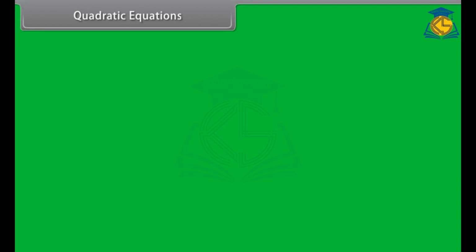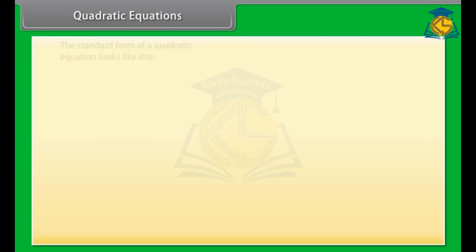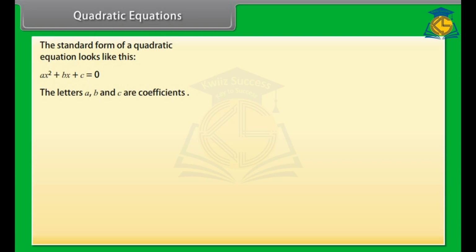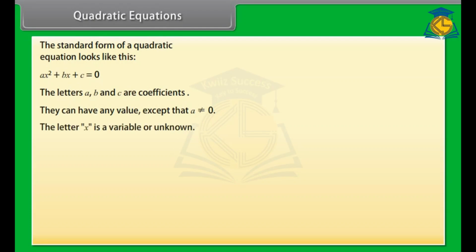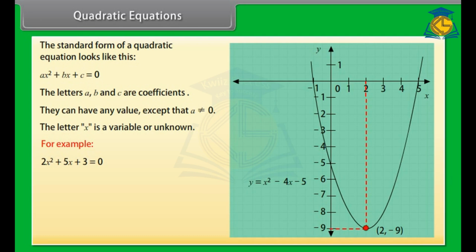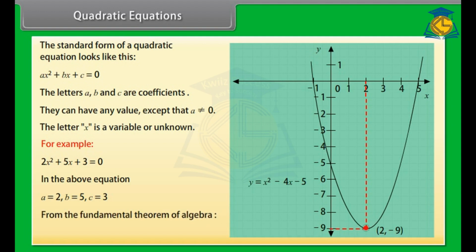Quadratic equations. What are the quadratic equations? The standard form of a quadratic equation looks like this: ax square plus bx plus c is equal to 0. The letters a, b and c are coefficients. They can have any value except that a can't be 0. The letter x is a variable or unknown. Let's take an example. 2x square plus 5x plus 3 is equal to 0. In the above equation, a is equal to 2, b is equal to 5, c is equal to 3. From the fundamental theorem of algebra, we can deduce that the quadratic equation has two roots.